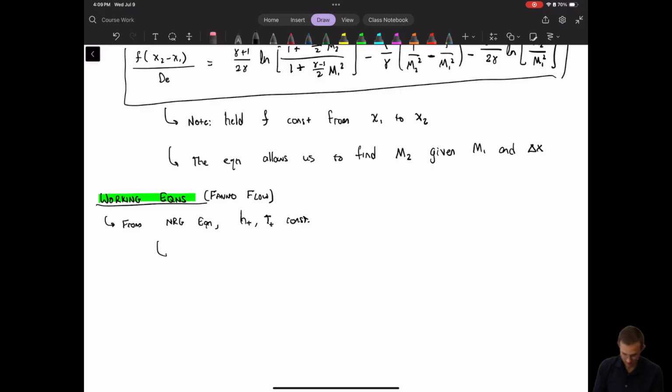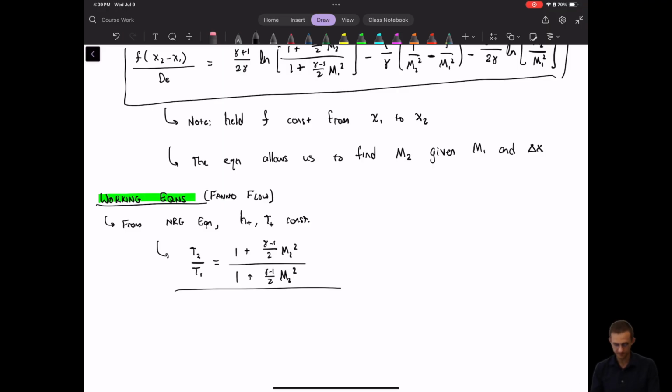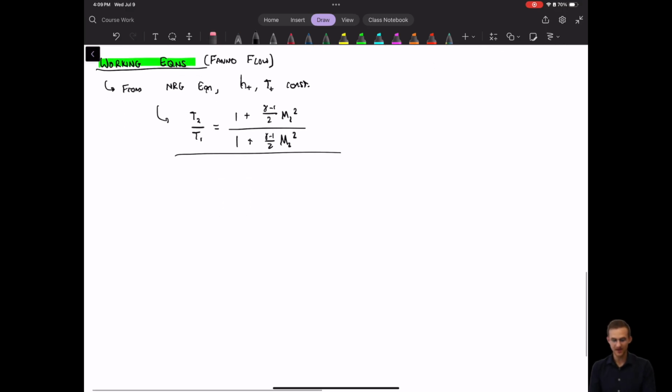And so we can write the ratio of T2 to T1 just using that relationship between the stagnation temperature and the Mach number and the static temperature, where we'll just have the ratio of 1 plus gamma minus 1 over 2 m1 squared divided by 1 plus gamma minus 1 over 2 m2 squared. Right? This is the same as before. This is true for any system where you have, let's say, adiabatic no-work flow.